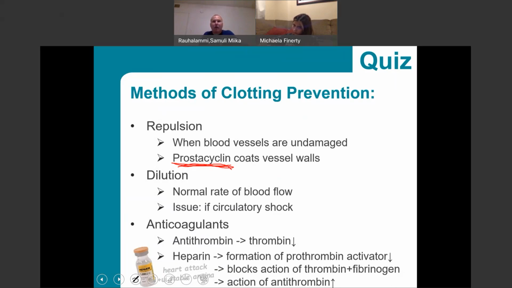Anticoagulants are the last method of clot prevention. So when you have antithrombin, that causes the thrombin production to go down. The other one mentioned in the quiz is a drug called heparin. Heparin is used for heart attacks and unstable angina, and it causes the formation of prothrombin activators to go down. So it depresses the formation of those. It also blocks the action of thrombin and fibrinogen, and it promotes the action of antithrombin.